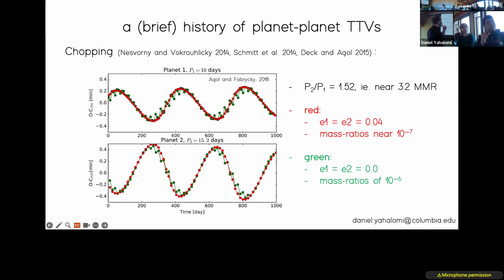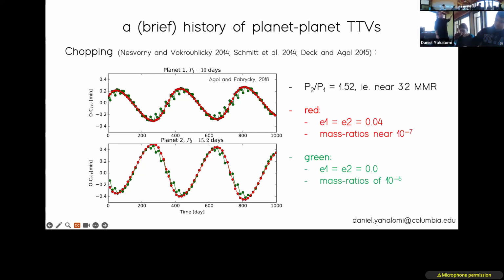And this is just an example of what TTVs might look like using both this mean motion resonance term and the chopping induced by this conjunction effect. You see here, these systems both have period ratios of 1.52, so it's quite near the 3:2 mean motion resonance. In red, there's a higher eccentricity and a lower mass.